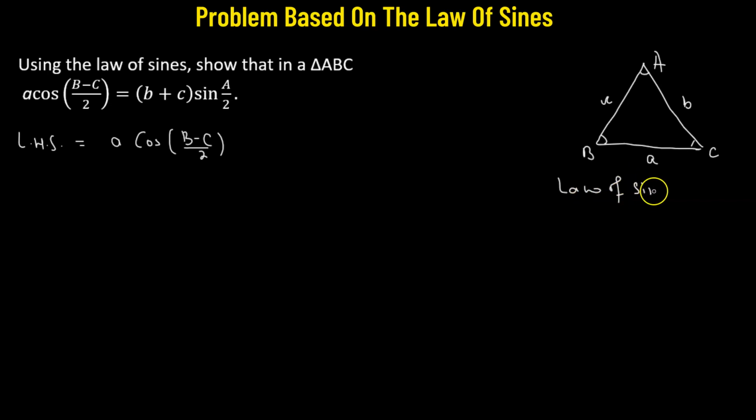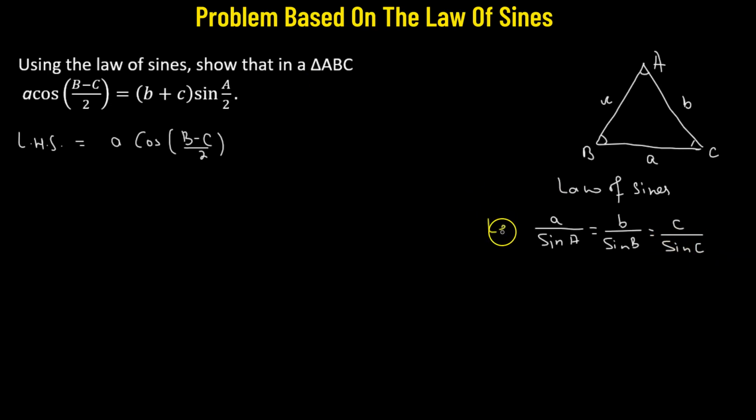Then let's specify the law of sines. The law of sines states that the ratio of side a to the sine of the angle opposite to it, which is A, is equal to the ratio of side b to the sine of the angle opposite to side b, that is angle B, which equals the ratio of c over sine C. So this is the law of sines.